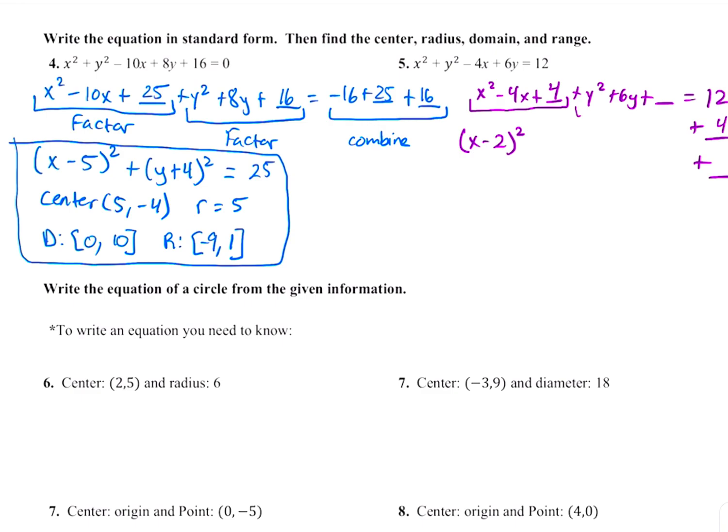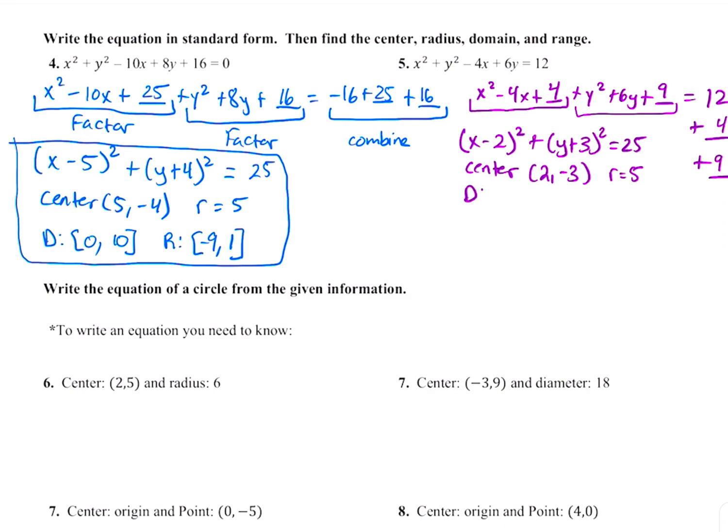And then I'm factoring my next set. So this will be y plus 3 squared. Again, I'm taking 6, dividing it by 2 to get 3, and then 3 squared is 9. And that will have to go into the second blank. And then the three numbers that I have written down here vertically, I am just adding those together. So 12 plus 4 plus 9 is going to be 25 again. So here's my equation in standard form. The center will be 2, negative 3 with a radius of 5 again.